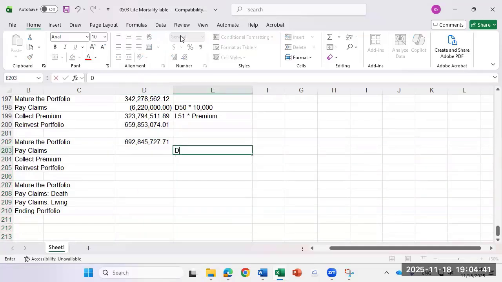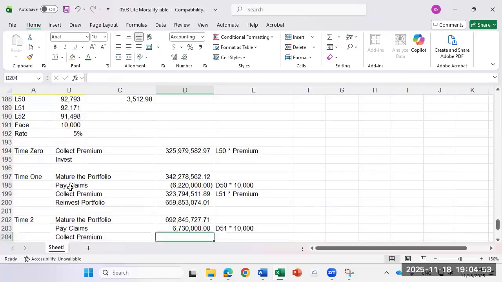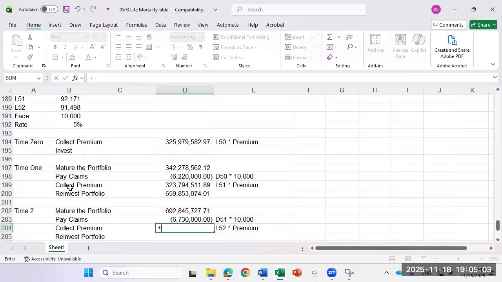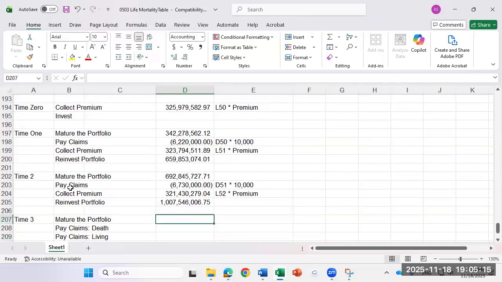We're going to pay claims. There are D51. Oh, D51. And collect premiums from our L52. This is our last premium that we collect. It's going to look massive. We're getting a lot of money here. And we reinvest that. So we have $1 billion left.